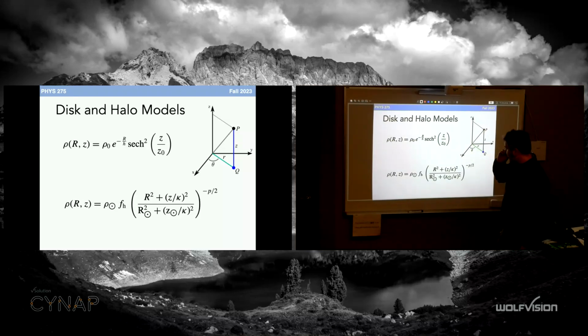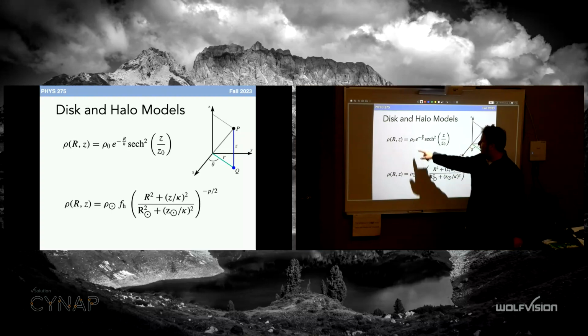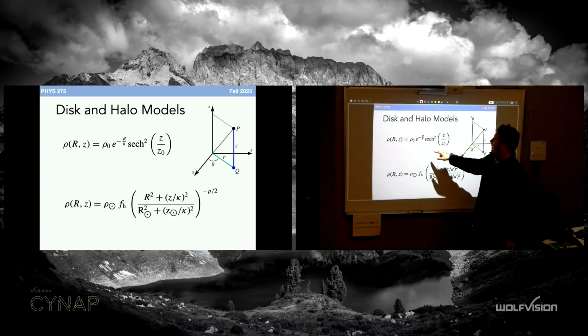And we say, all right, we have a central density, r naught. We have an exponential drop-off with radius, and h is the scale height for that. And then we have a function called sech squared, which is the hyperbolic secant, the inverse of the hyperbolic cosine, I want to say.